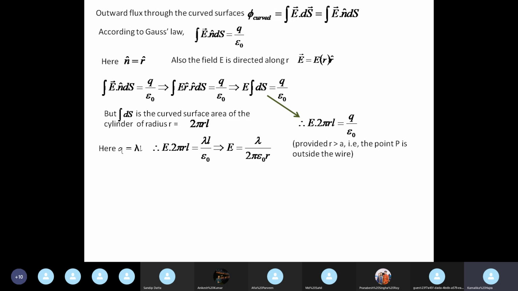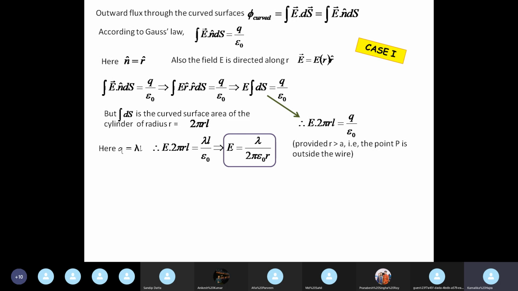So the distance of the point P, that is r, from the axis of the wire is greater than the radius of the wire. And in that case, when lambda is the charge distribution on the wire, then the field at any distance r from the axis is given by this expression. Remember, r is the distance from the axis, so you have to take the perpendicular distance. So this is the expression of the electric field for an infinitely long linear charge distribution.